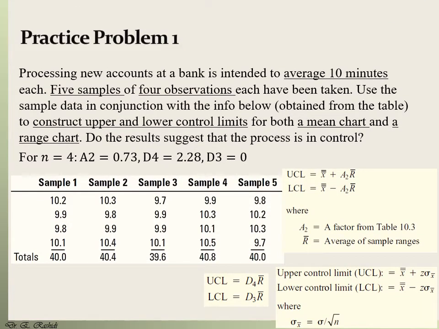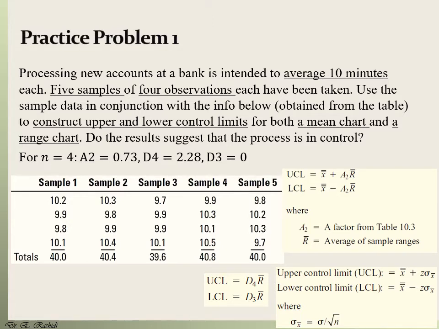Let's solve some practice problems. Processing new accounts at a bank is intended to average 10 minutes each. 5 samples of 4 observations each have been taken. Use the sample data in conjunction with the information below obtained from the table to construct upper and lower control limits for both a mean chart and a range chart. Do the results suggest that the process is in control?